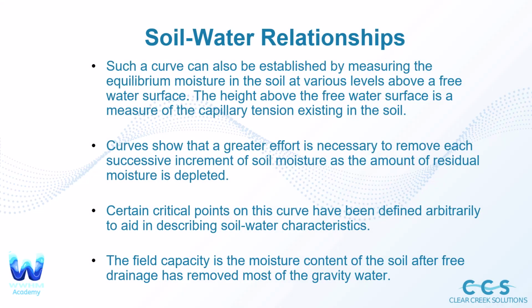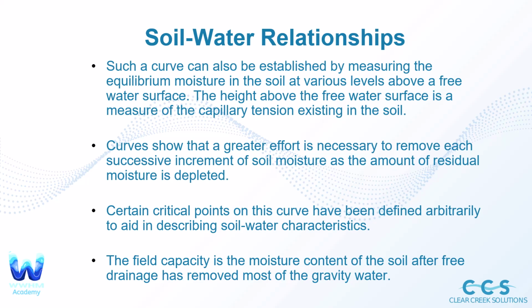Such a curve can also be established by measuring the equilibrium moisture in the soil at various levels above a free water surface. The height above the free water surface is a measure of the capillary tension existing in that soil. Curves show that a greater effort is necessary to remove each successive increment of soil moisture as the amount of residual moisture is depleted.